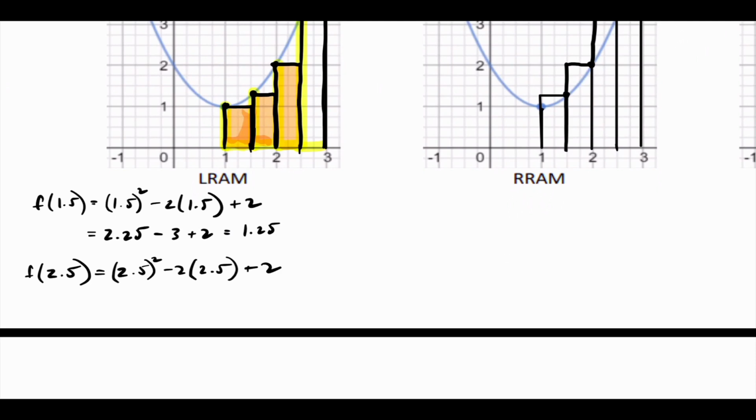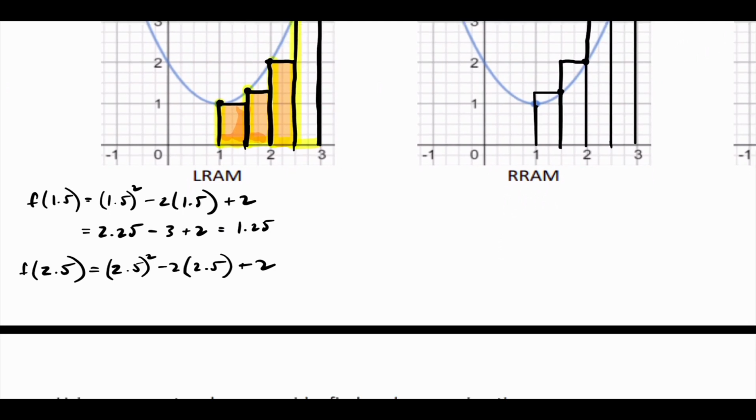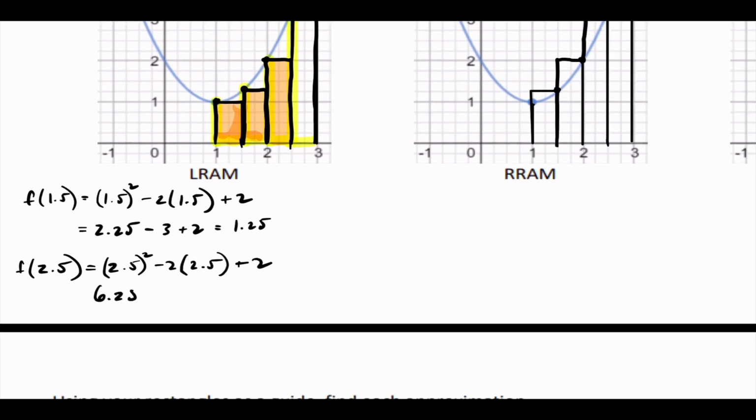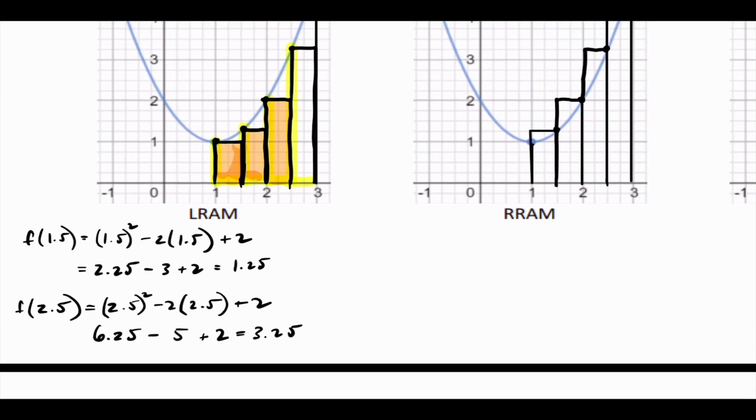25 times 25 is 625. So 2.5, you just move the decimal over. And instead of 625, it would be 6.25. 2 times 2.5 is 5 plus 2. 1.25 plus 2 is 3.25. So we were right. 3.25 high.